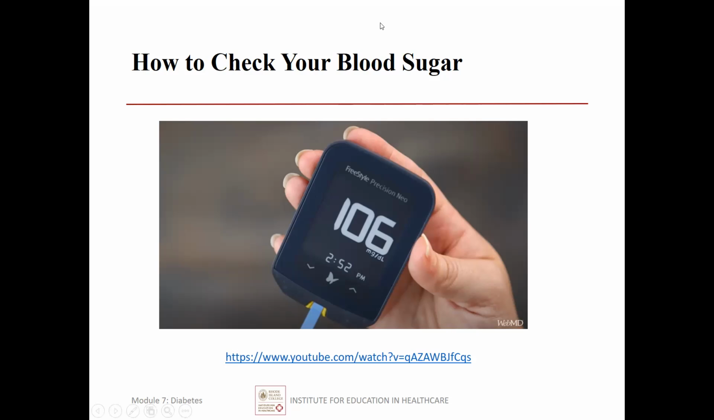In some settings, as a community health worker, you may be helping people to test their blood sugars or watching them do it to reinforce what they've learned from the healthcare professionals.